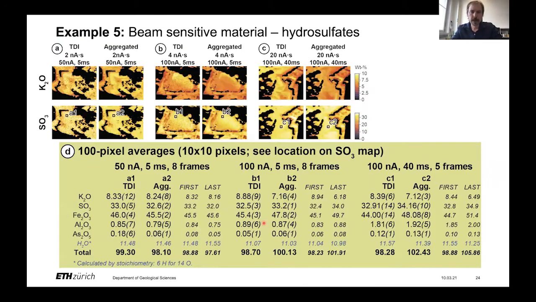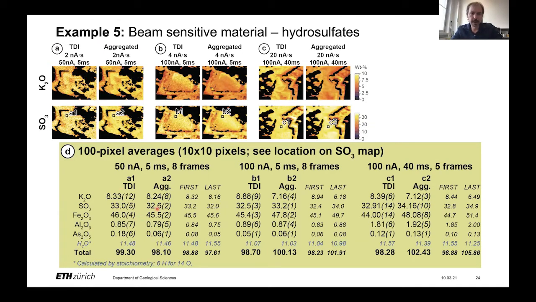So this is the same maps, just showing you some numbers. I'm comparing 2 points here. That's the same set of pixels here, but in one case, I considered the time-dependent intensity correction, the other time, the aggregated intensity, so summing just the signals of all the different scans. And you can see that in the first case, where we don't have so much damage, the TDI and the aggregated results are relatively similar.